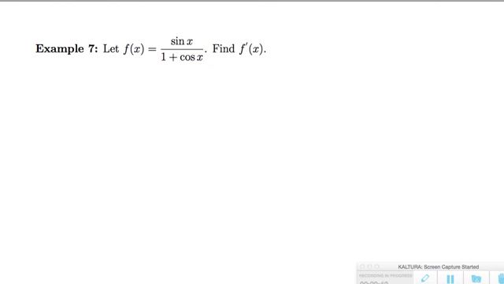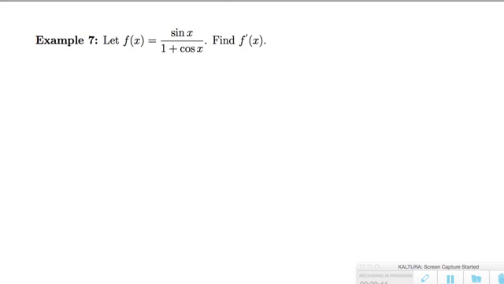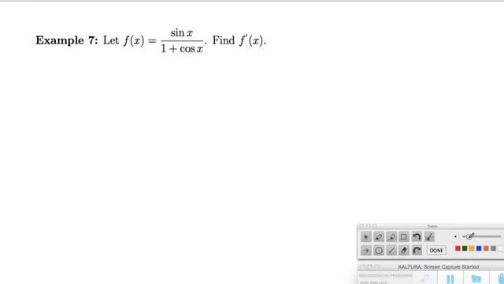Now, looking at this, I'm sure you can tell right away that this is a quotient rule problem. So recall the quotient rule. Looking for the derivative with respect to x of the top function over the bottom function, high over low. So this is low d high minus high d low, all over low squared.